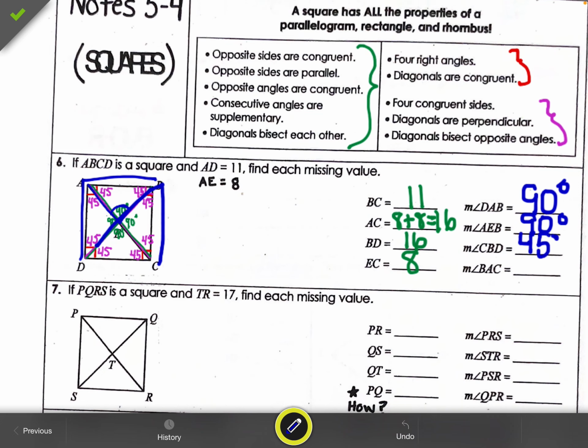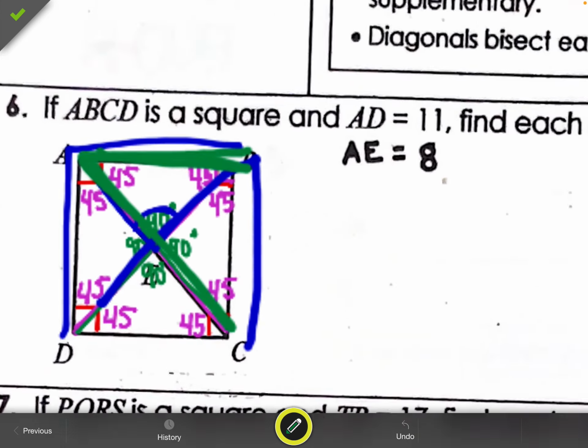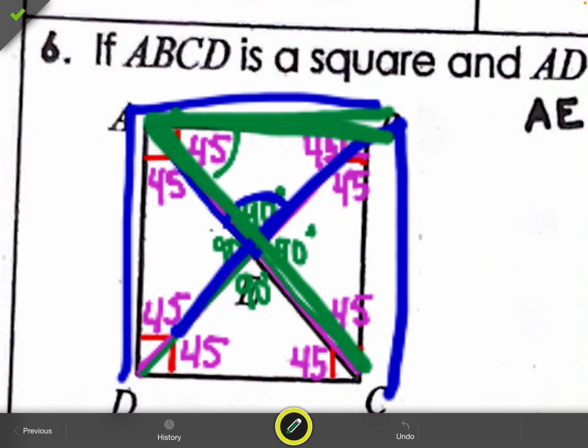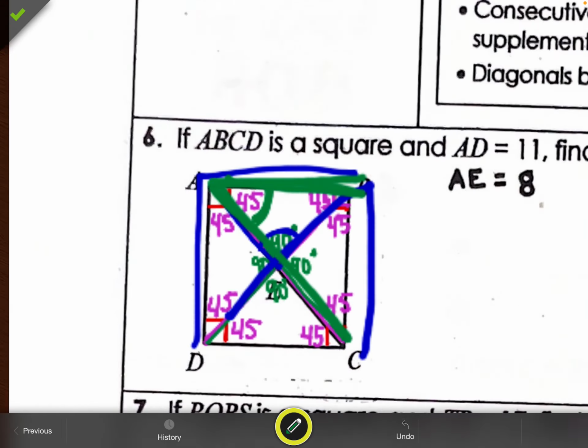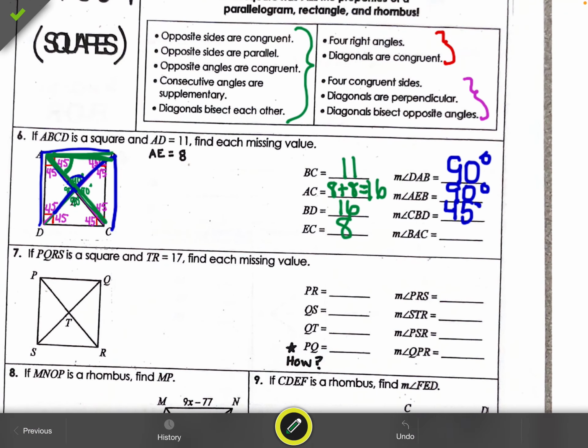And BAC. And again, your picture can start looking a little crazy. I'm just going to pick a different color so you can see it a little bit better. B to A to C. There's the angle. It's green. Make it a little bigger so you can see it. It would be this angle right here. And so that is 45 degrees.